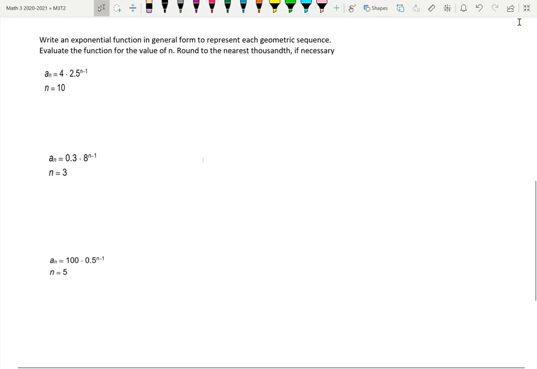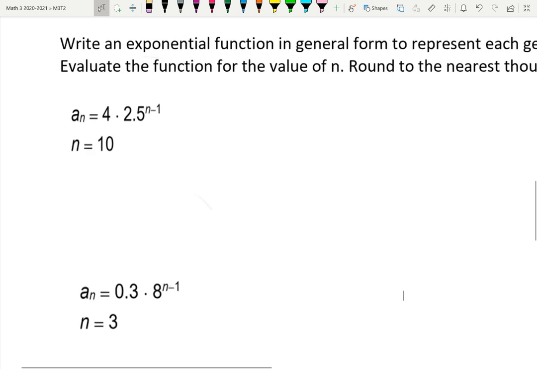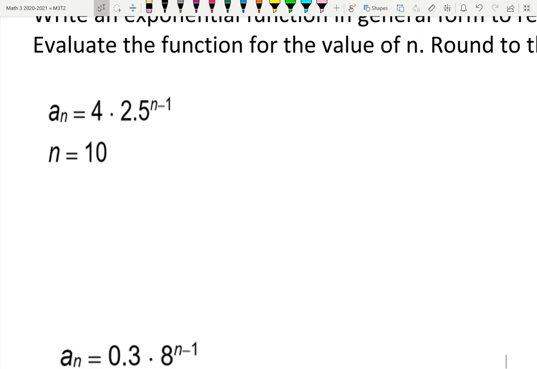All right, so for this first sequence, the equation is already given to us, and the idea is that I just need to write it as a function. Function notation is when you write the output as f of n. So all I'm going to do is replace it and say f of n is equal to 4 times 2.5 to the n minus 1.